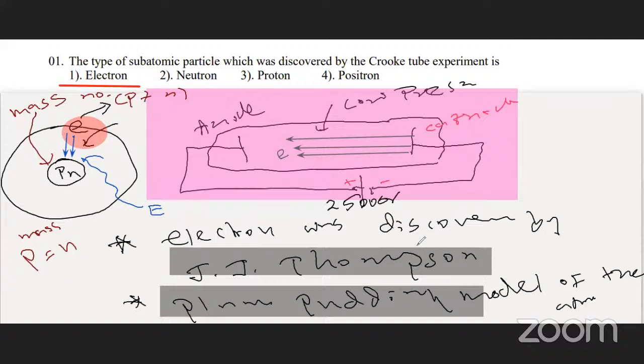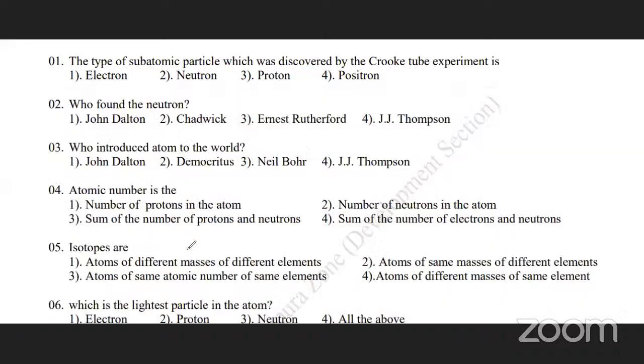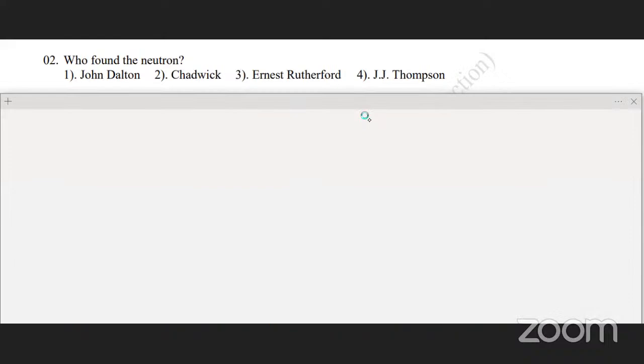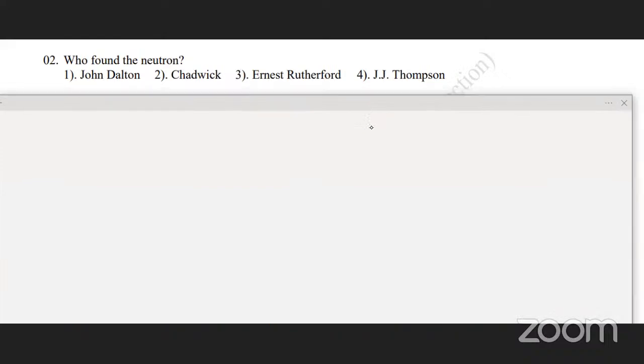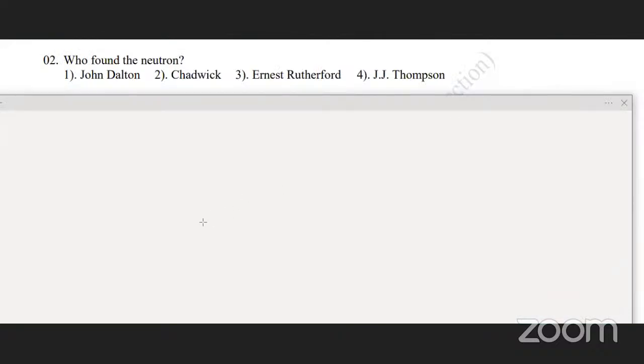Then the next part, question number 1, the answer is the first one. Then question number 2: who found the neutron? So this is like recalling the previous knowledge. Who found the neutron? That is James Chadwick. The answer is the second one.